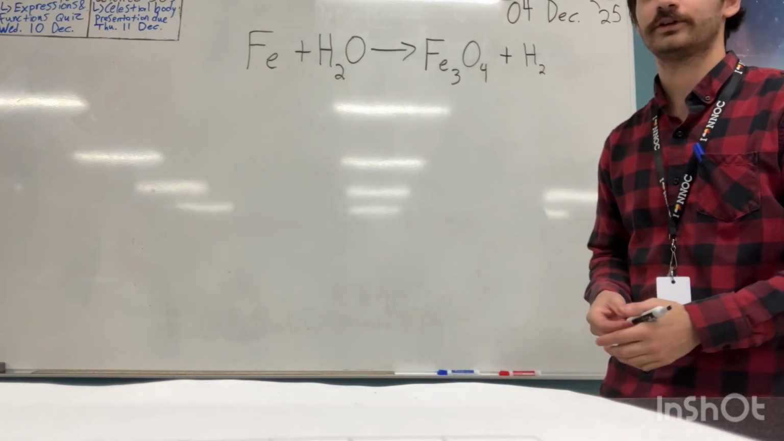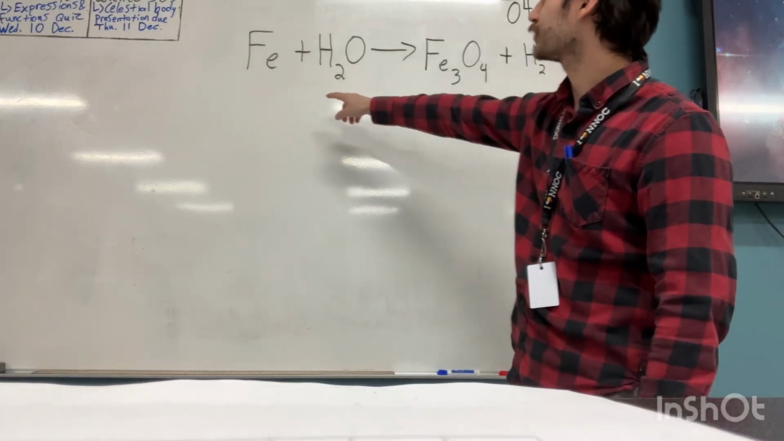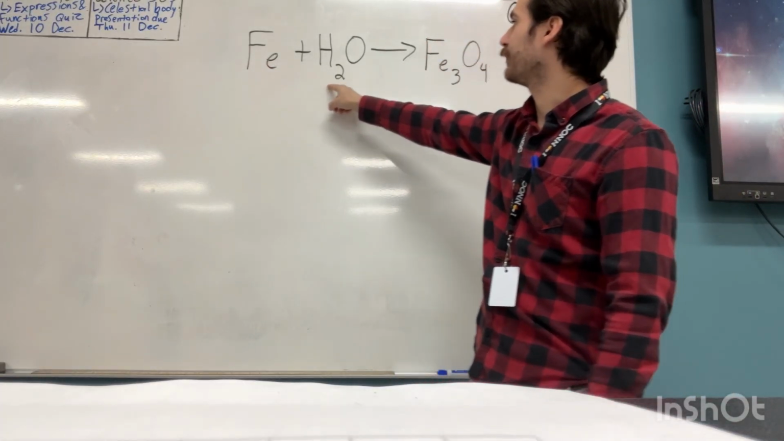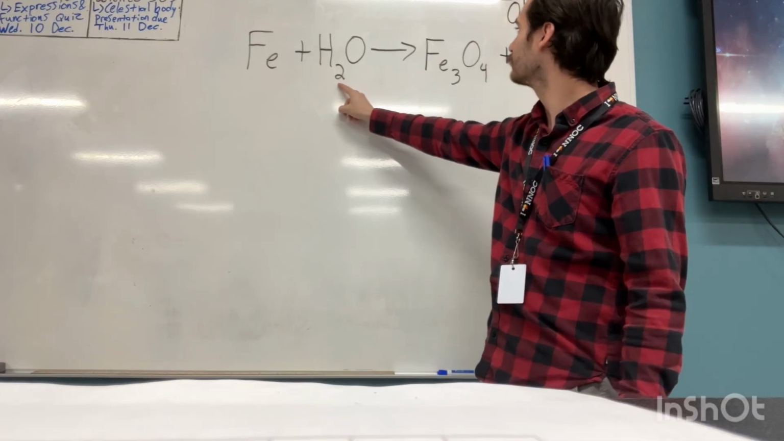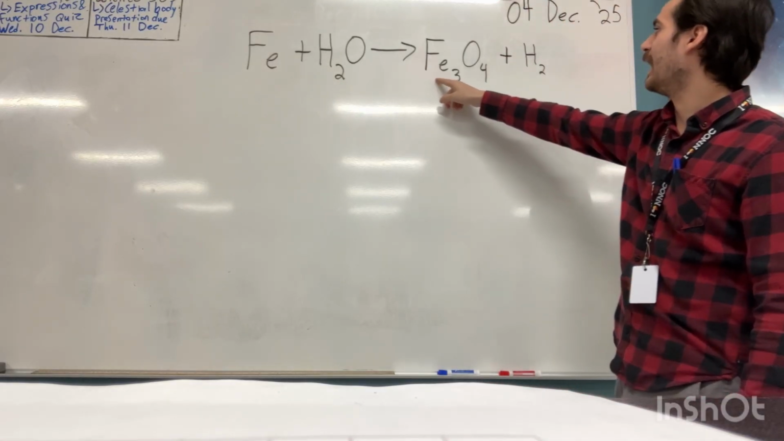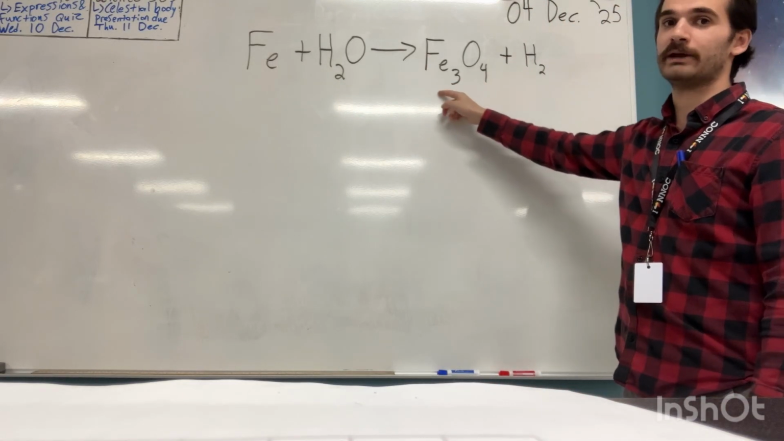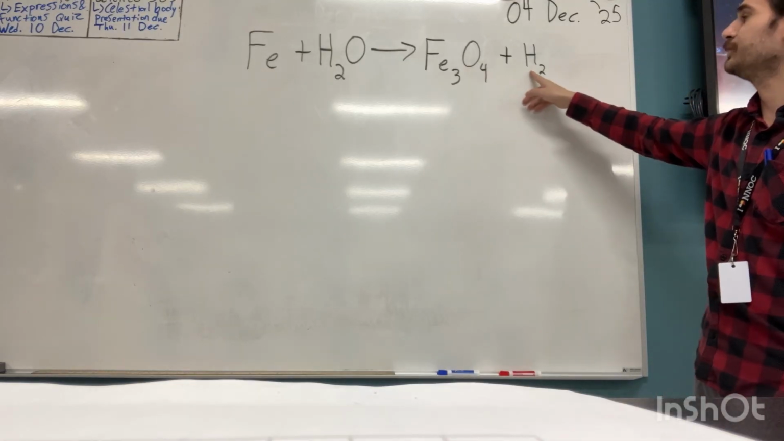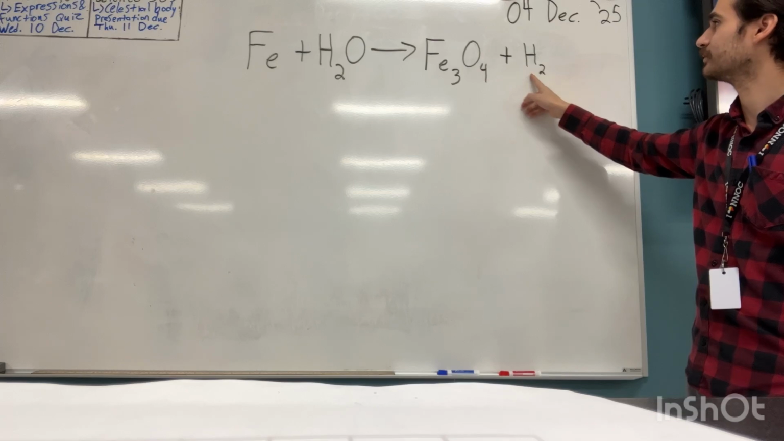Okay, so let's try another example. In this reaction, we have Fe, which is iron metal, reacting with H2O, which is water, to form Fe3O4, or iron oxide. This is a black powder, plus H2, which is hydrogen gas.